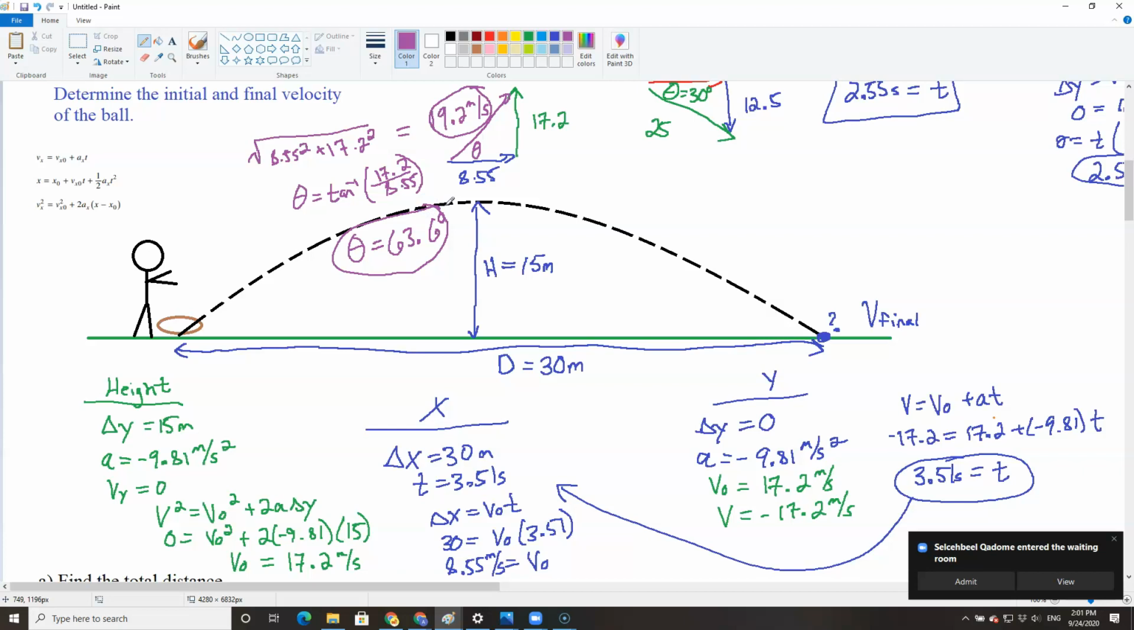So to conclude, I can say that the initial velocity was 19.2 meters per second at an angle of 63.6 degrees above the positive x-axis. And the final velocity was 19.2 meters per second at a 63.6 degree angle below the positive x-axis.